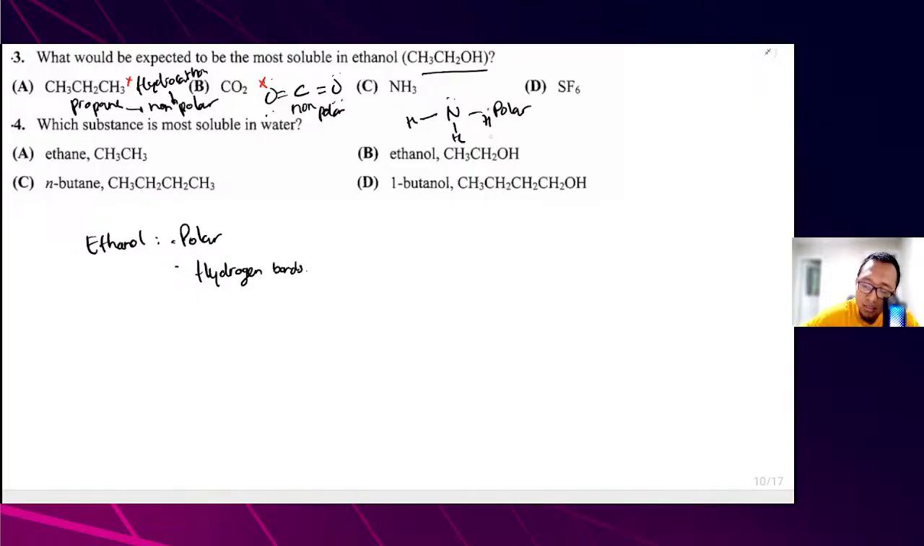Does it have hydrogen bonding? Yes. It has H-N bonds, so the answer will be C.